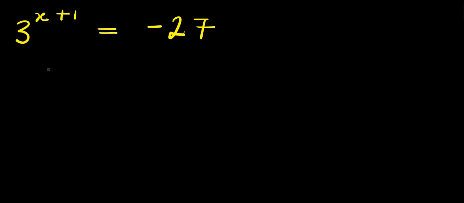Hello, how to solve this exponential problem? We have 3 power x plus 1 equals negative 27. So we are solving for the value of x that satisfies this equation. Now, if you consider a power x plus y, this equals a power x times a power y.